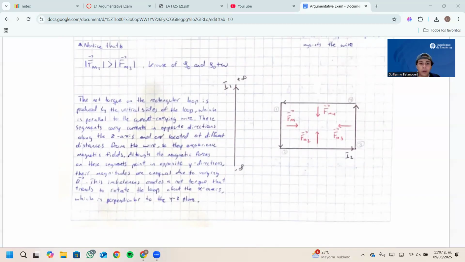The net torque on the rectangular loop is produced by the vertical sides of the loop, which are parallel to the current carrying wire, and these segments carry currents in opposite directions along the z-axis and are located at different distances from the wire. So they experience different magnetic fields. Out of the magnetic forces, these segments point in opposite y directions. Their magnitudes are unequal due to the varying magnetic field. This imbalance creates a net torque that tends to rotate the loop about the x-axis, which is perpendicular to the x-z plane.